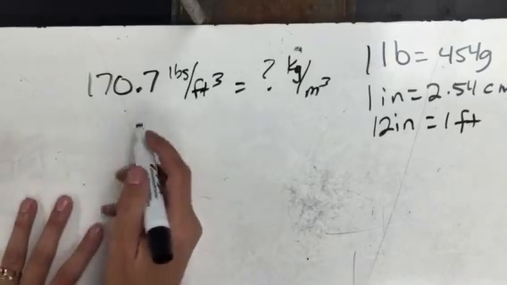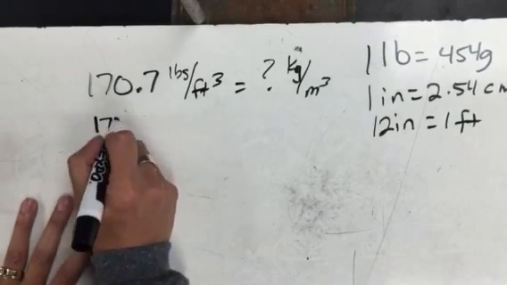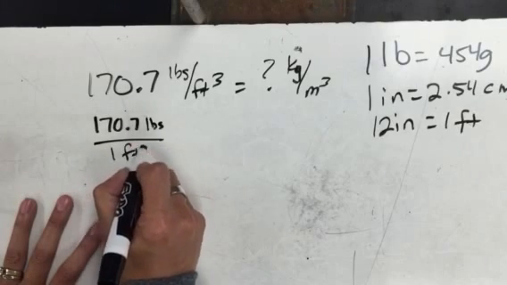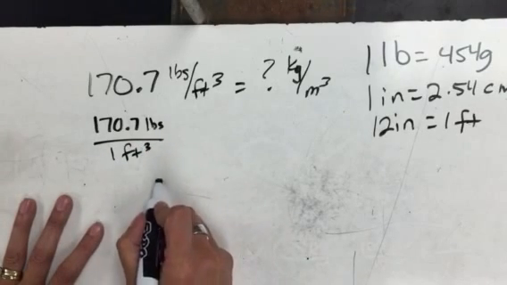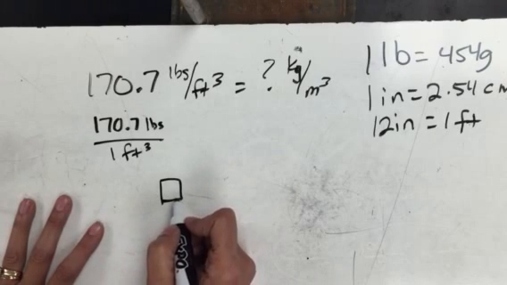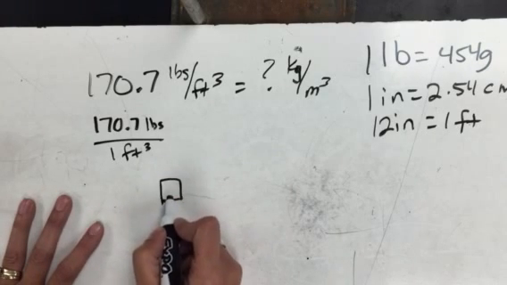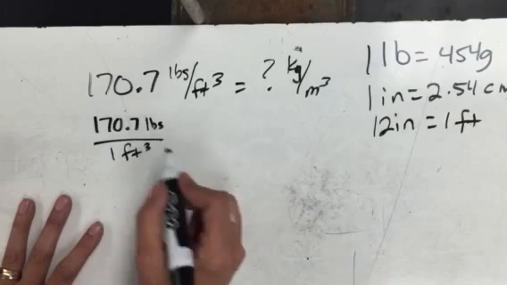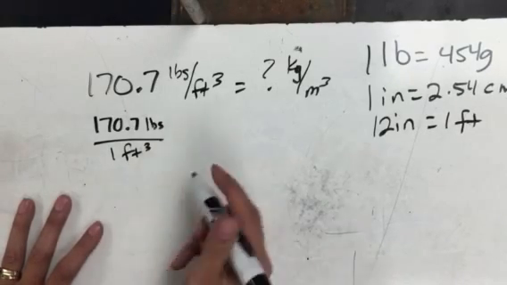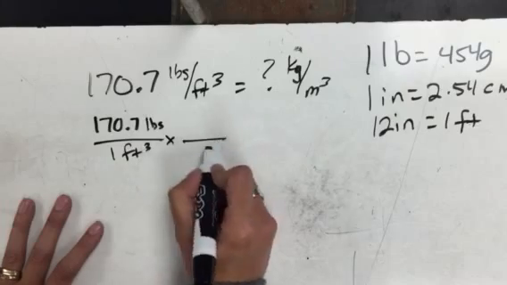Okay? So here's what I do. I start with what I know. I have 170.7 pounds per 1 feet cubed. That means in 1 foot by 1 foot by 1 foot, I'm not able to draw three-dimensional boxes, sorry, in that volume of feet cubed, there's 170.7 pounds crammed in that area. Okay? All right, so now I'm going to bring pounds down.